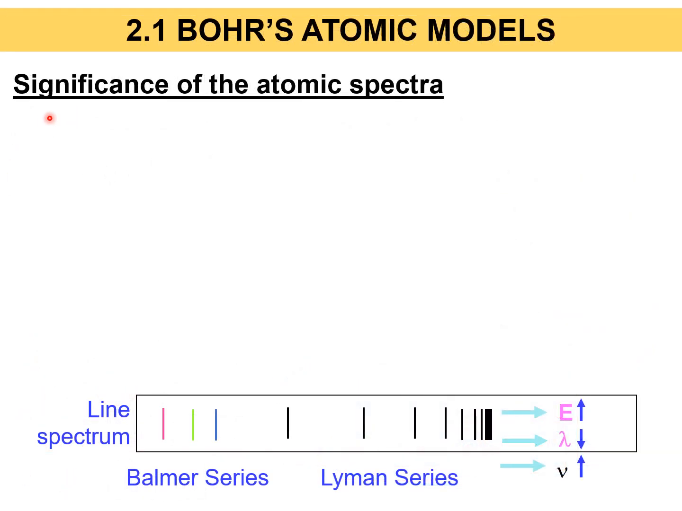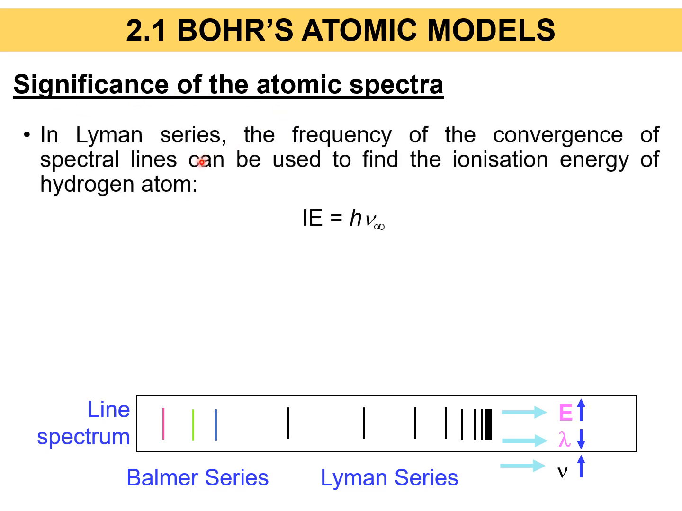Sekarang ni pula kita nak study pasal significance of the atomic spectra. In Lyman series, the frequency of the convergence of spectral lines can be used to find the ionization energy of hydrogen atom. Okay, macam mana you nak find the ionization energy of hydrogen atom? You boleh tahu melalui frequency of the convergence. Apakah itu frequency of the convergence?